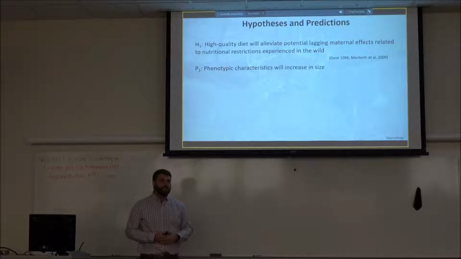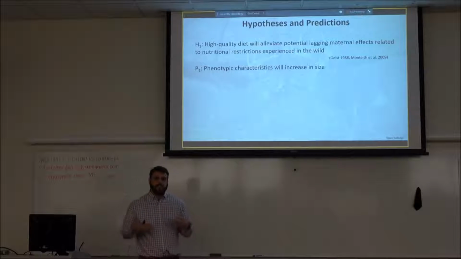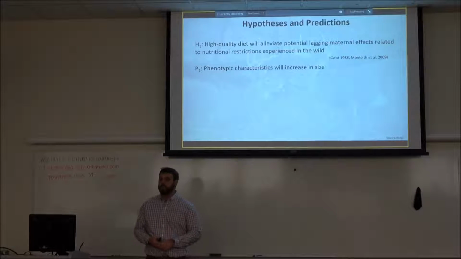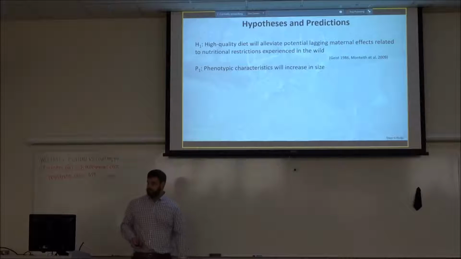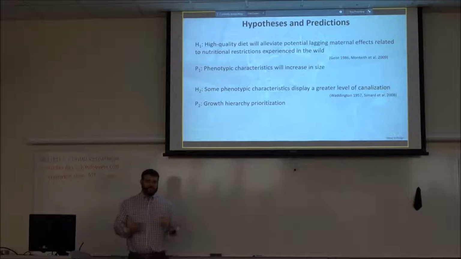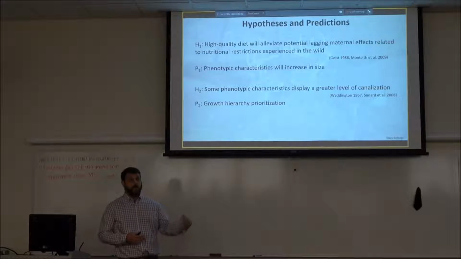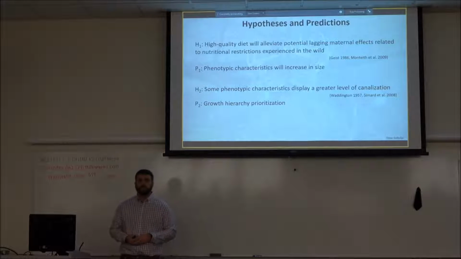So we had a couple of predictions with this chapter. Essentially, the first prediction is we thought we were going to see increases in morphometric size in response to improved nutrition. If there are any delayed maternal effects occurring from the wild, we're expecting those to be alleviated when we improve the nutrition. Second, we predicted that we're going to see a clear growth hierarchy prioritization with these different metrics. Some metrics are going to respond a little bit quicker than others.